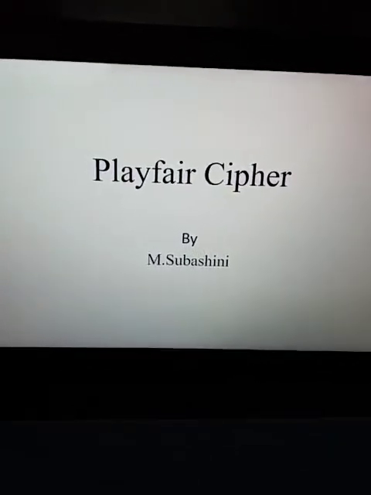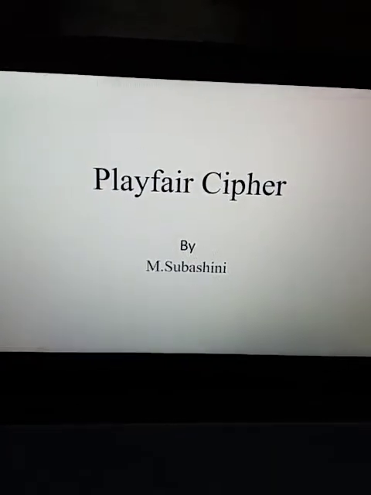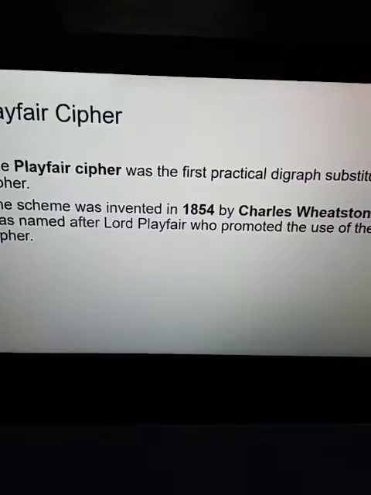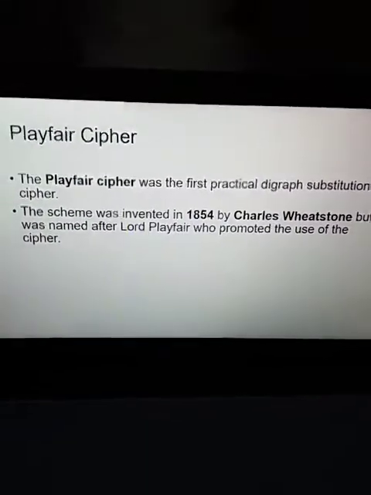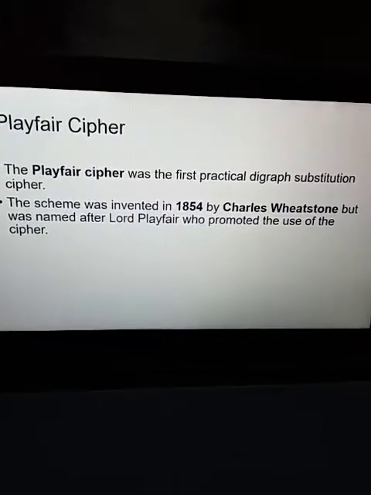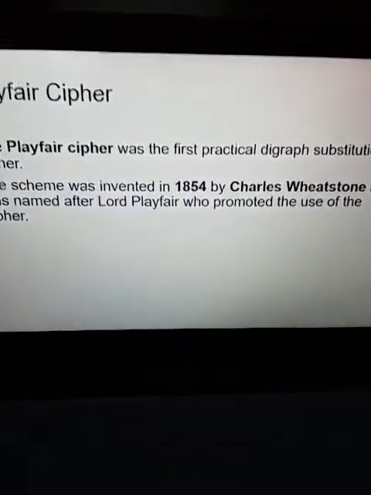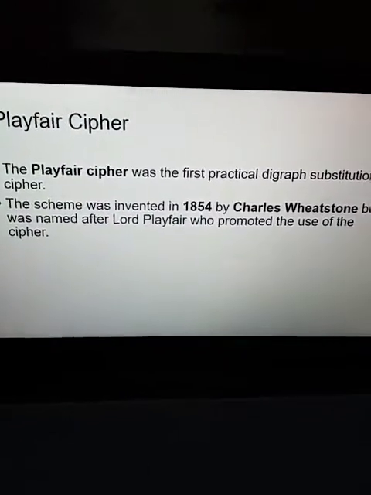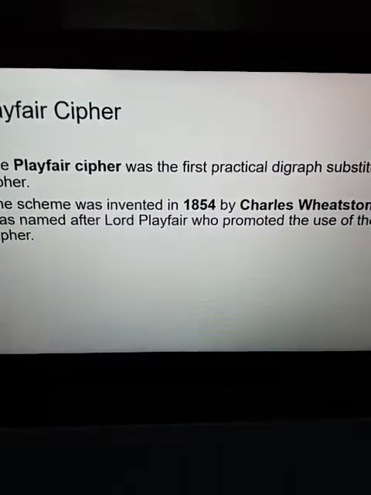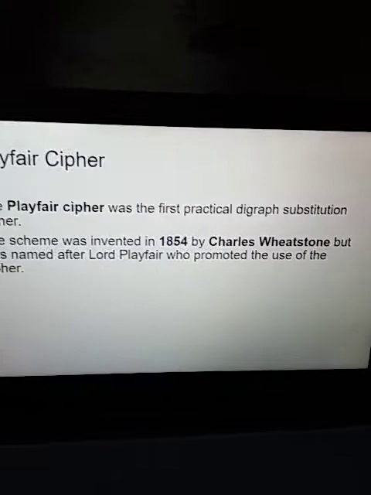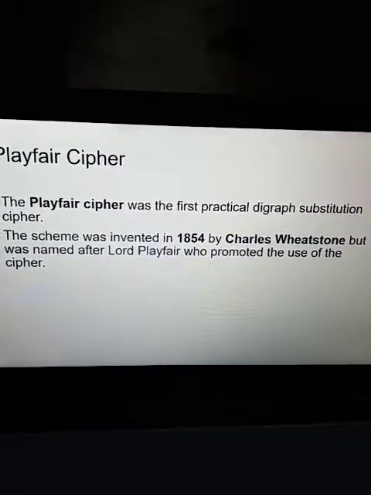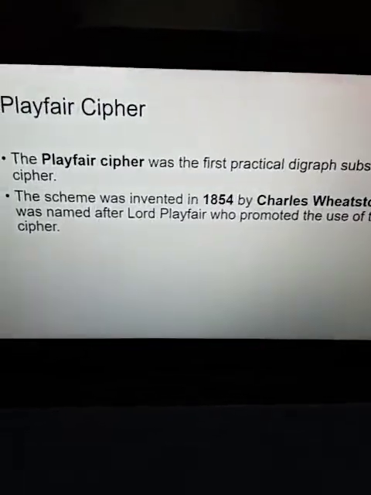Hi, today we are going to discuss the Playfair cipher in network security. It was introduced by Charles Wheatstone in the year 1854. He named that method Playfair. This comes under the category of a substitution cipher.